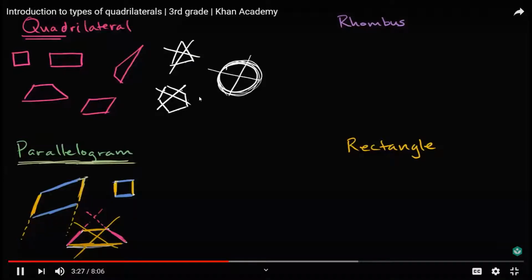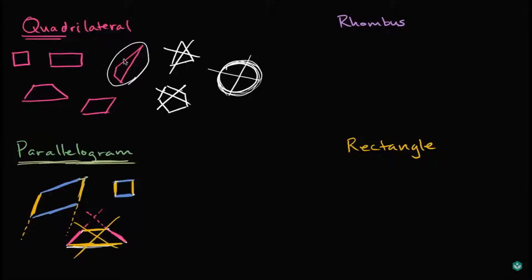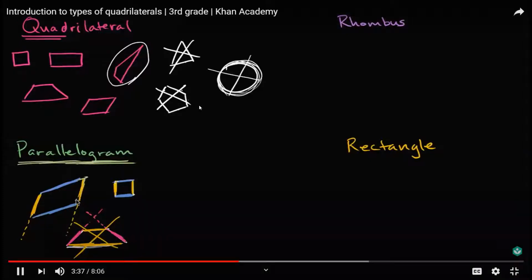Another example of something that is not a parallelogram would be this one right over here, because none of the opposite sides are parallel. So parallelogram, opposite sides are parallel.